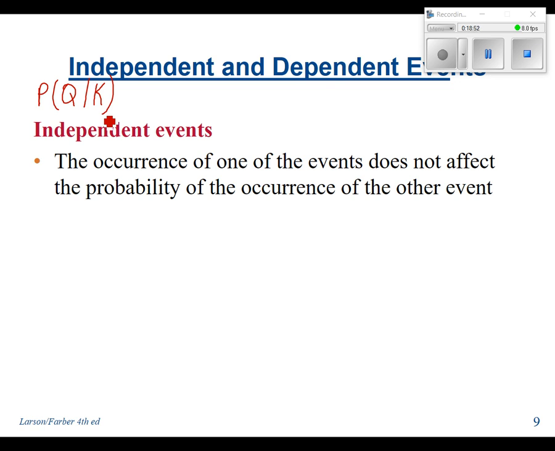So that's another thing that they could screw with you on. If you take out a card and you put it back, then the two events are independent of each other. But if you take out the card and you keep it out, then the events are considered dependent on each other. So independent events, the two events don't affect each other.